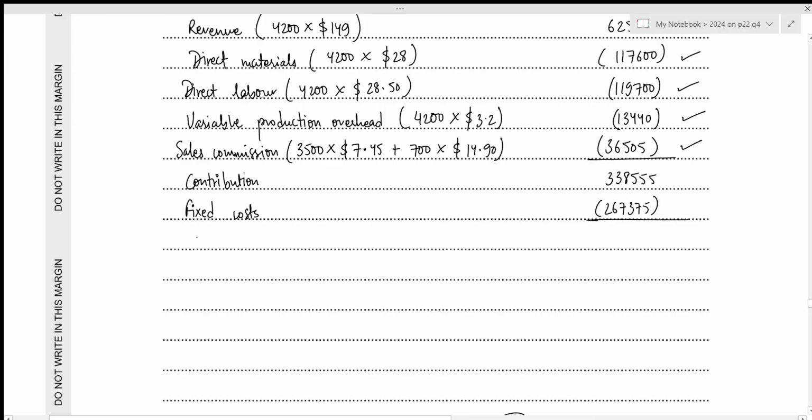And this will give us our profit. So that's 338,555 minus 267,375, which results in 71,180. That is all for the required statement. Let's move towards the next part.